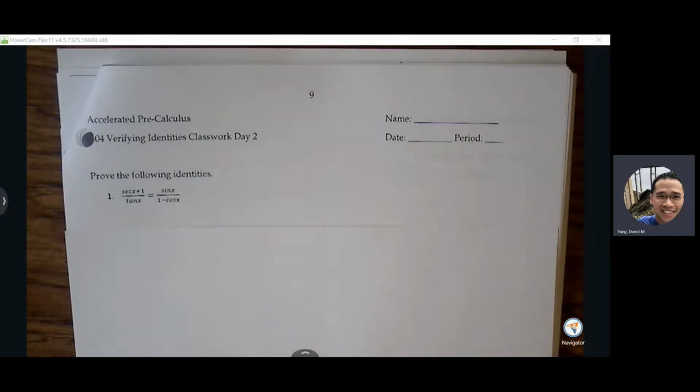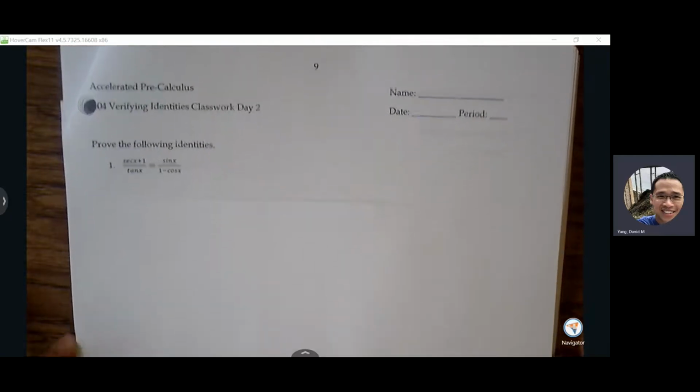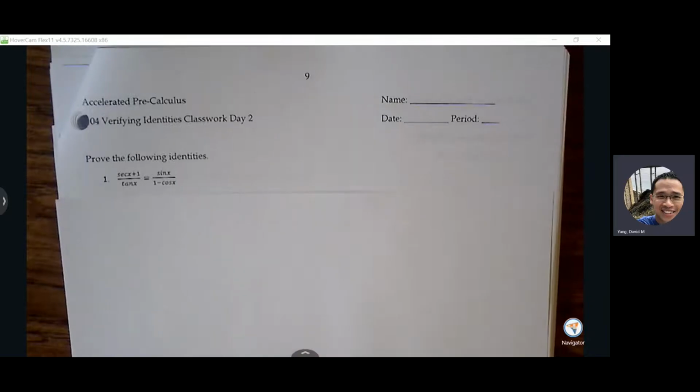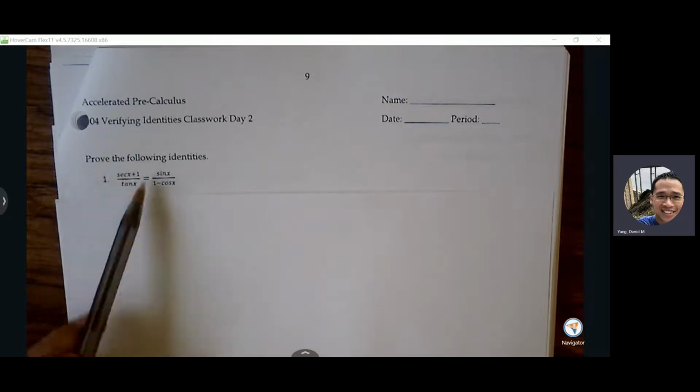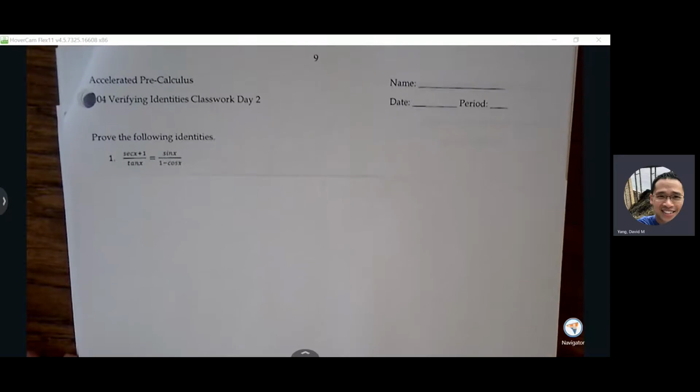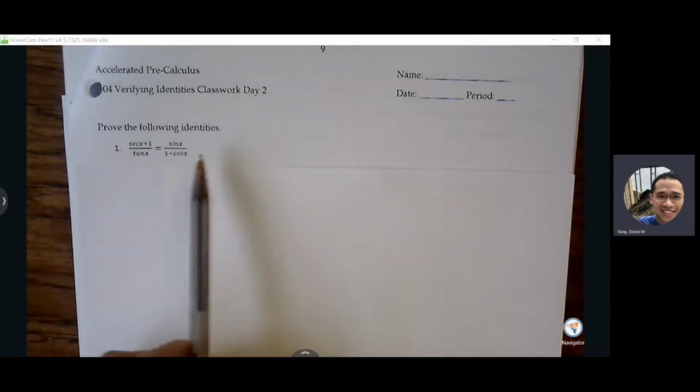I want to start with number 1 again. I know that we went through it, but I want to walk through it again, because this is the one that has so many parts to it. Usually the pattern is that we are starting on the left side and we're trying to get it to look like the right side. Don't think of it as an equation where you're moving things from one side to the other and trying to solve. Basically, you're just working on the left side expression and trying to find versions of it until you can get it to look like the right side.